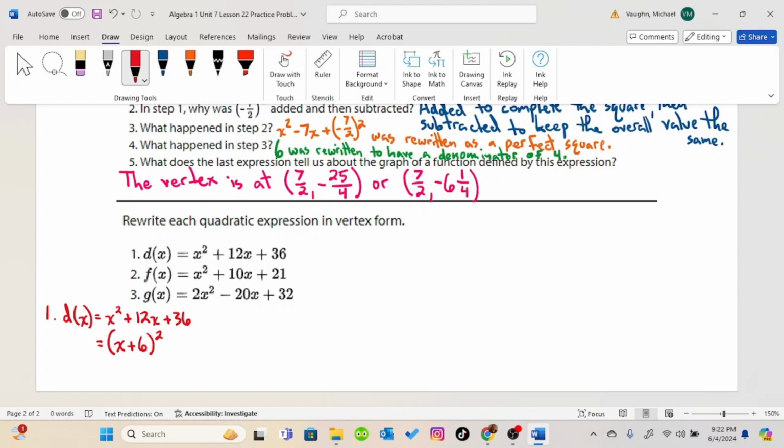So my vertex, the x coordinate is the opposite of what's in parentheses, so that's -6, and it's exactly what's outside the parentheses, which is 0. So my vertex is actually at the x-intercept at -6, 0. So this parabola would have its vertex on the x-axis at -6, 0, and then open up away from the x-axis.